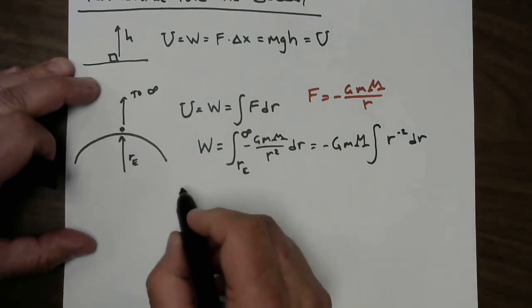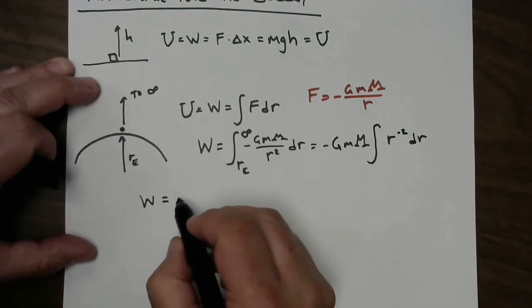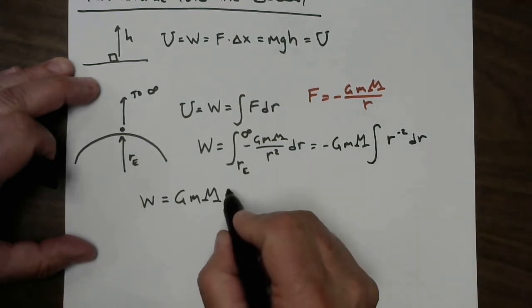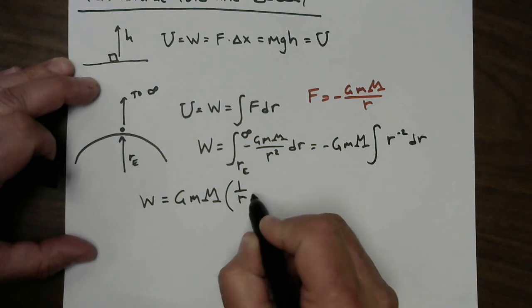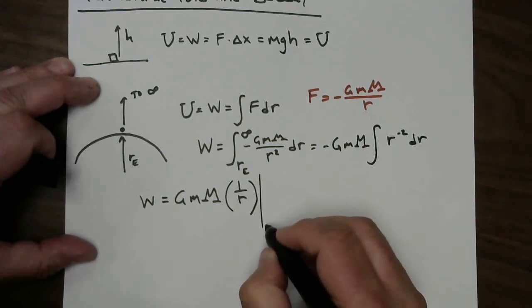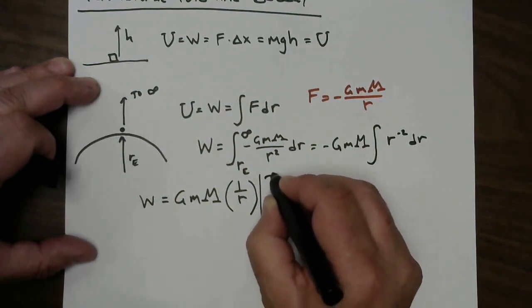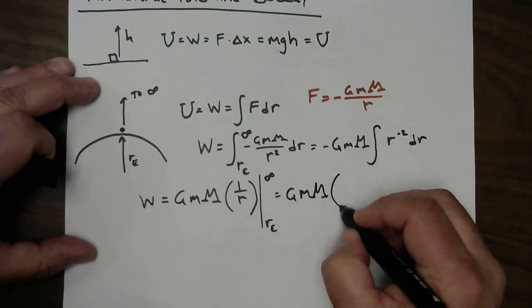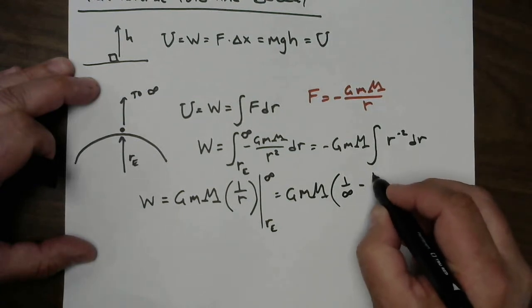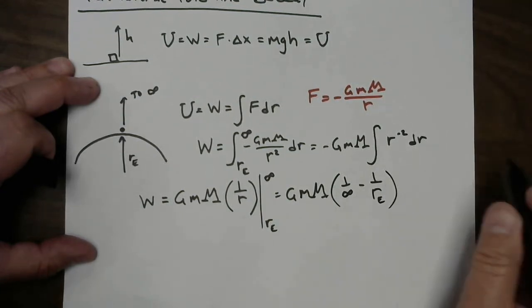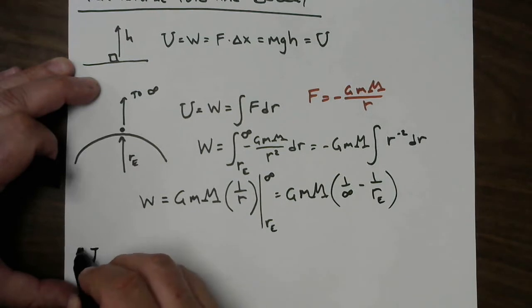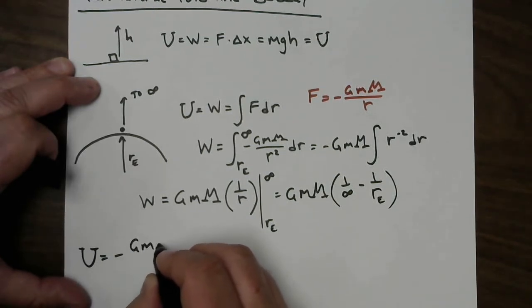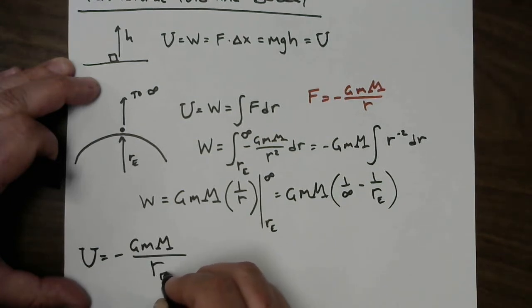So that's going to cancel this minus sign, and the work done in lifting this thing is going to be GMm, and now r to the minus 1 is the same as 1 over r, but that needs to be evaluated between the radius of the Earth and infinity. So that's GMm times 1 over infinity minus 1 over the radius of the Earth, and that turns out to be that the potential energy is minus G little m capital M over the radius of the Earth.